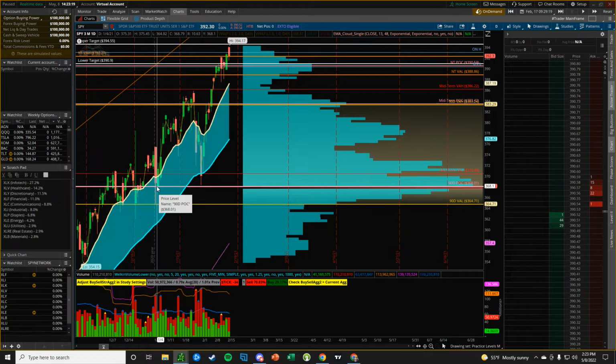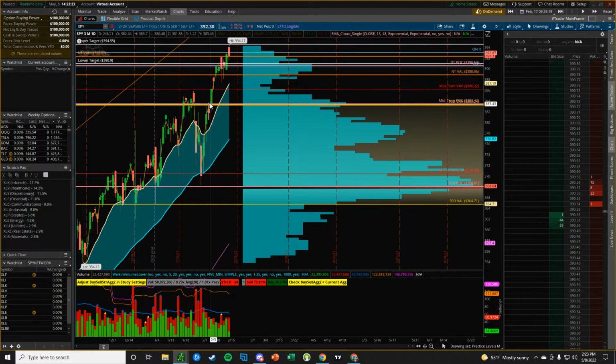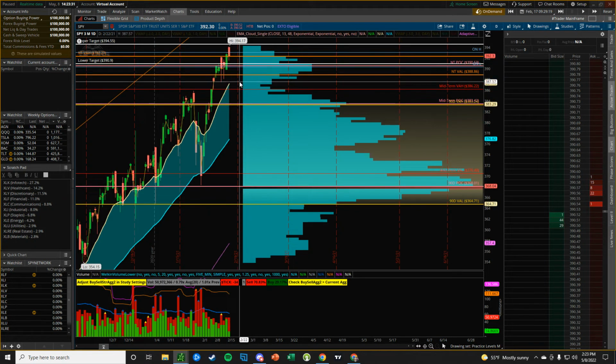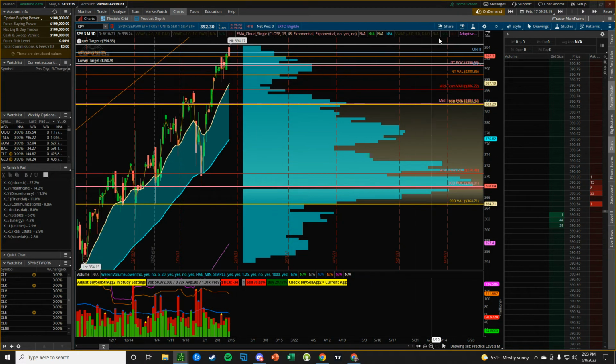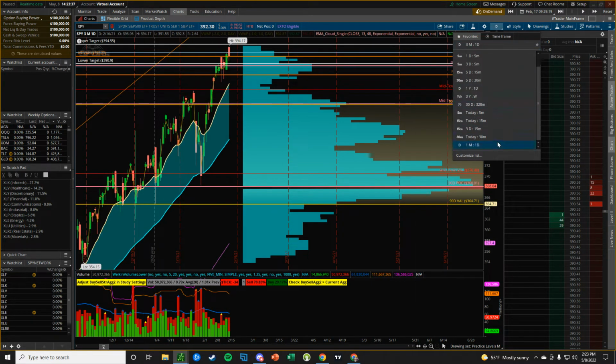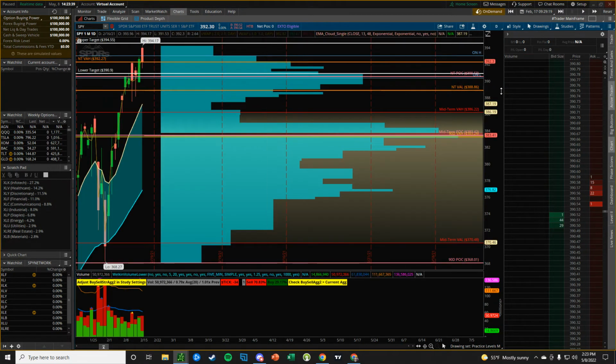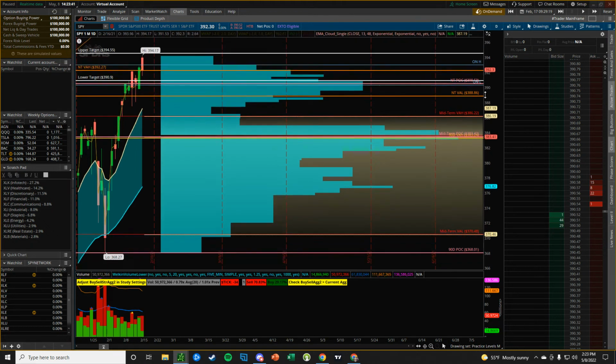We had our point of control as support back here. We had the test here. And this is where we started our next leg up. So we're now in a new leg up in the market. That's good information. That's something that we want to take forward with us. So putting this behind, we're in a new leg up. So let's look at our midterm, kind of take a crack at what's going on here.